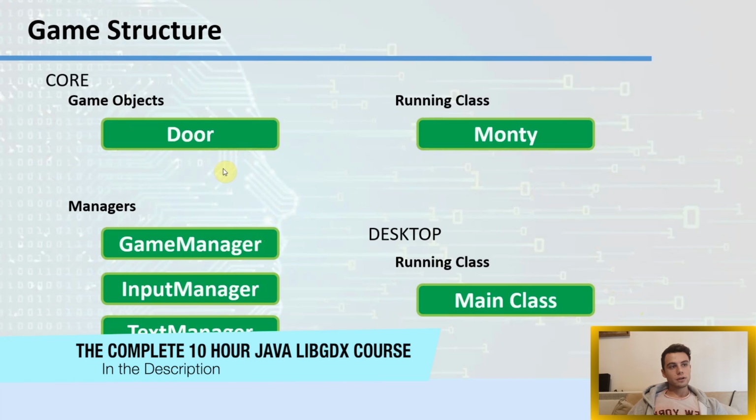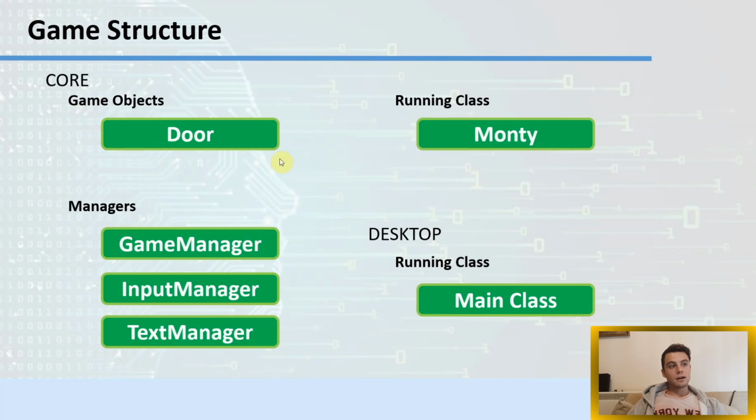So in the core folder, you have a few classes. You have the door class, which is going to be located in the game object package. But let's actually first talk about the packages. So you have the game object packages, you have the manager package, and you have the running class package, which you usually have for every LibGDX game.